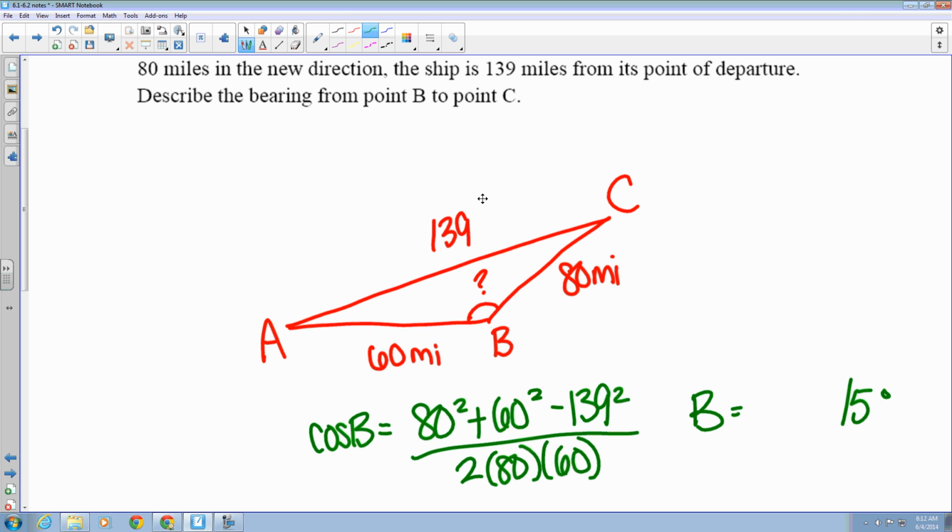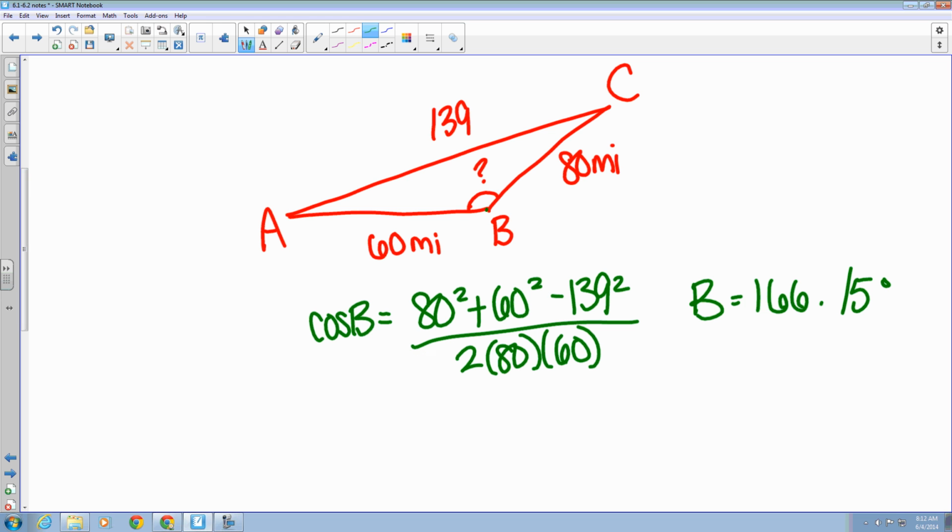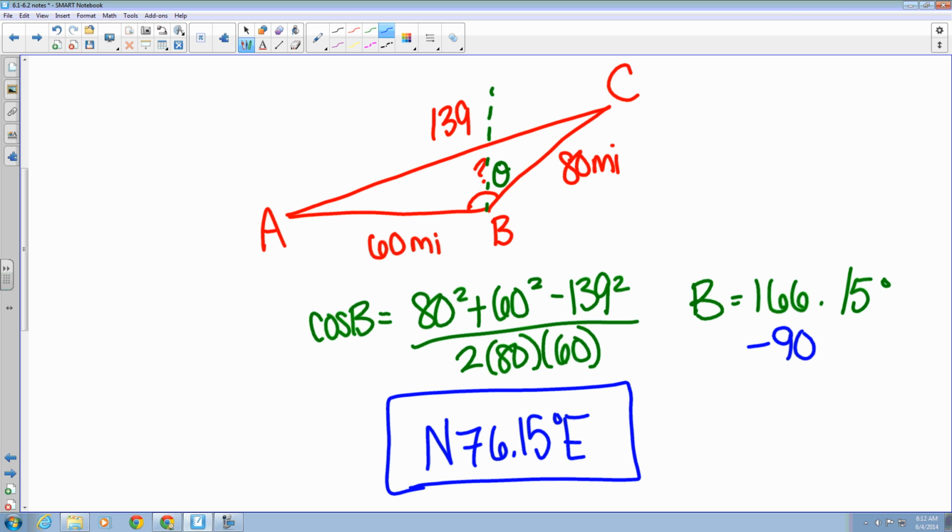And to figure out the bearing, because this is messy, hold on. To figure out the bearing, remember it's always off of one of north or south. So what I want to do is figure out what this angle theta is, because that will be north theta east. To figure out my theta, I can subtract 90 degrees from the angle that I just found. And my bearing will be north 76.15 degrees east. Okay, so we don't want to just leave it as 166.15. We want to describe our bearing off of north or south.